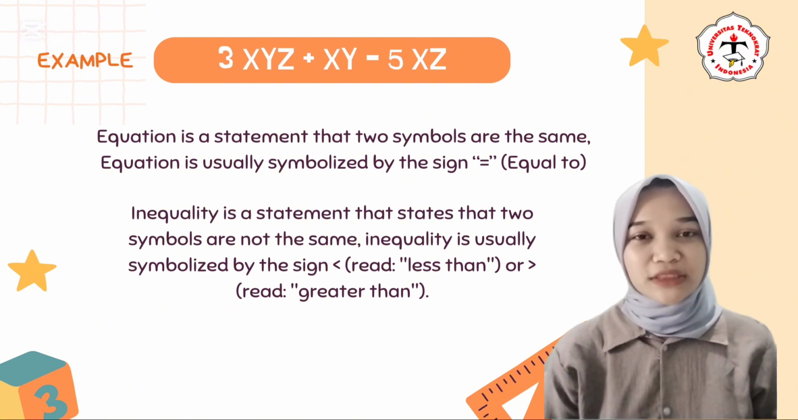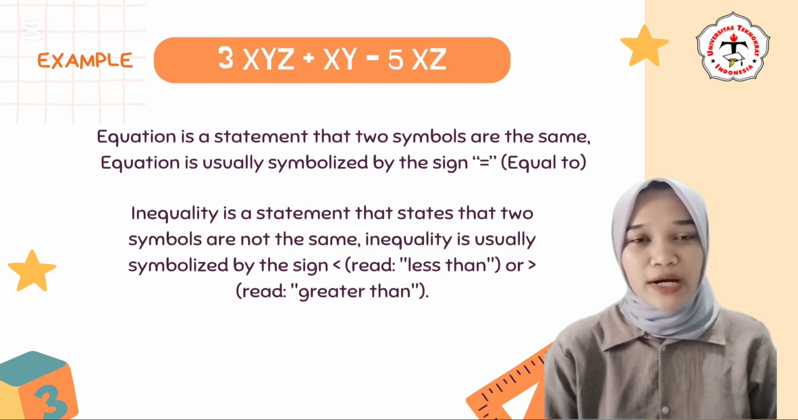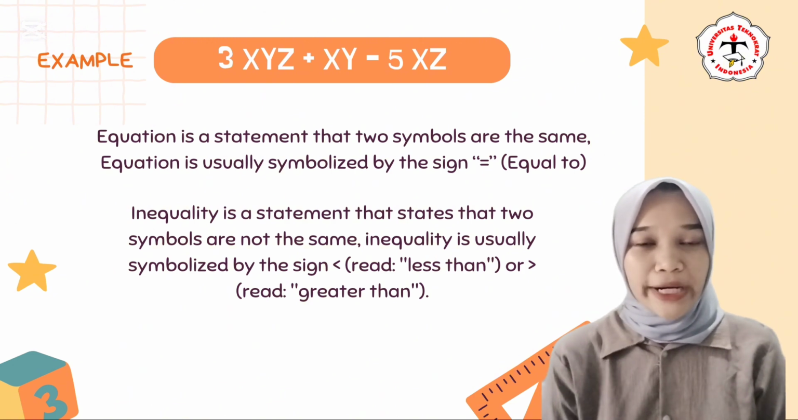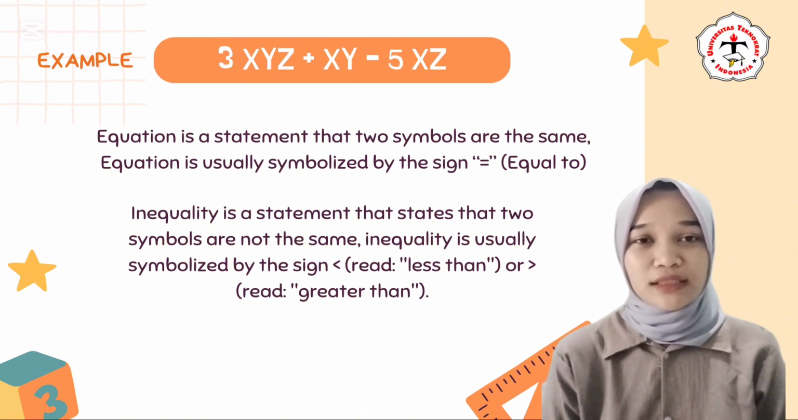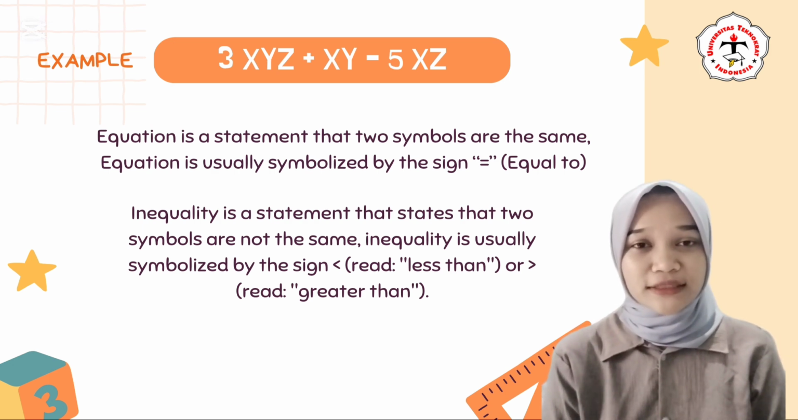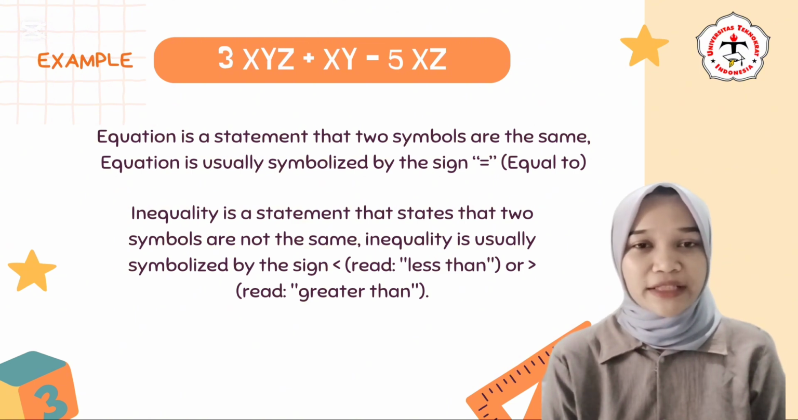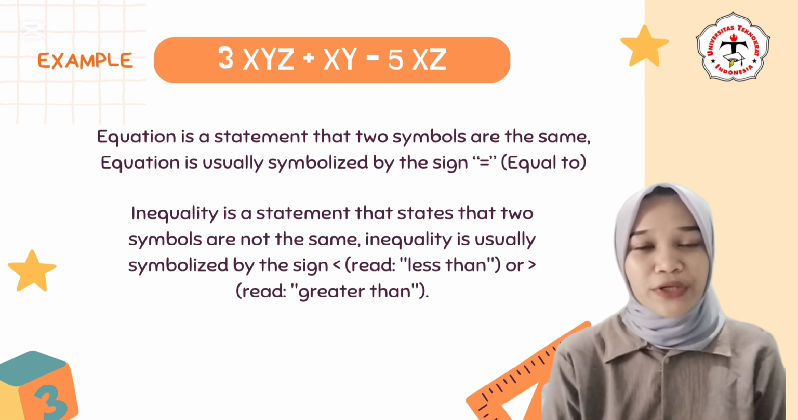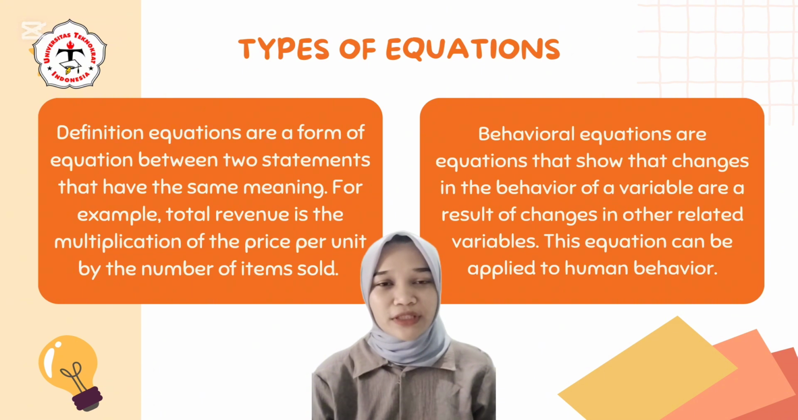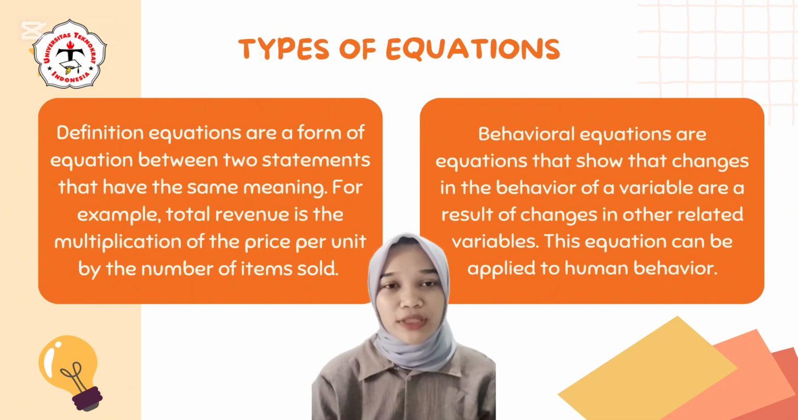An equation is a statement that two symbols are the same. An equation is usually symbolized by the equals sign, while an inequality is a statement that states that two symbols are not the same. An inequality is usually symbolized by the sign less than or greater than. Types of equations. Equations are divided into two, namely definition equations and behavioral equations.